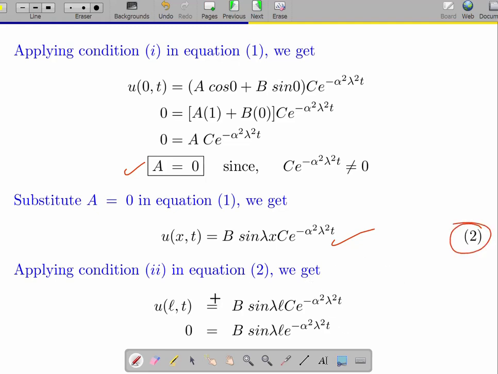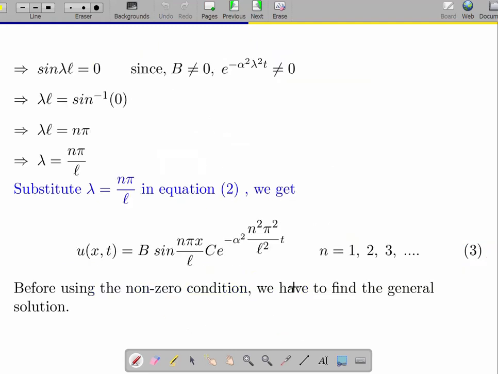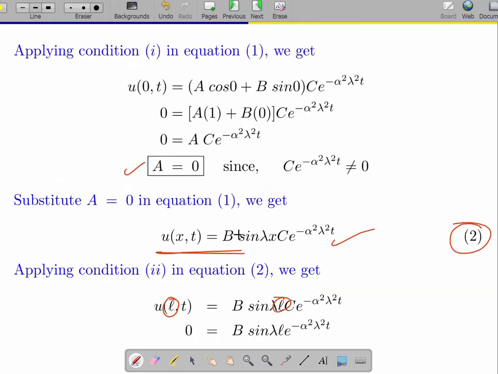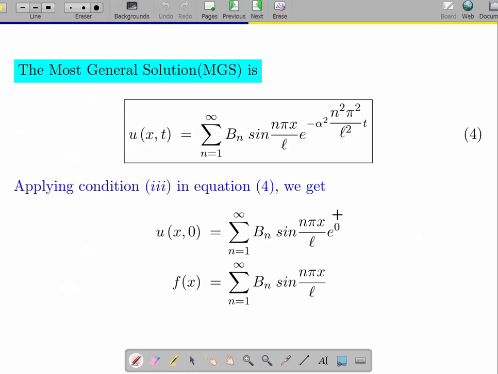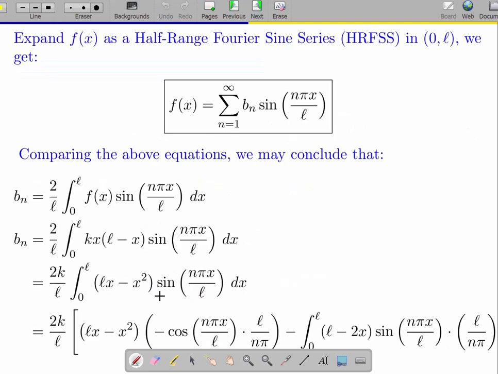Take it as equation number 2. Now apply condition number 2 in equation number 2. Instead of x, we replace L. So we will get lambda is equal to n pi by L. Replace lambda is equal to n pi by L in the previous solution, with n from 1 to infinity. We will get the most general solution. Now we apply condition number 3. We get u of x comma 0 is equal to summation n is equal to 1 to infinity. u of x comma 0 is nothing but f of x, which is nothing but bn.